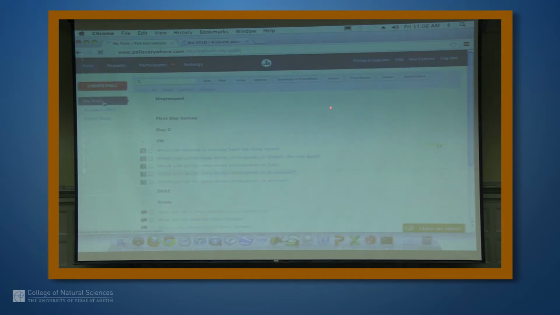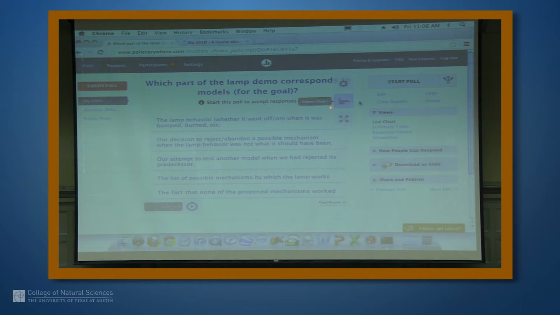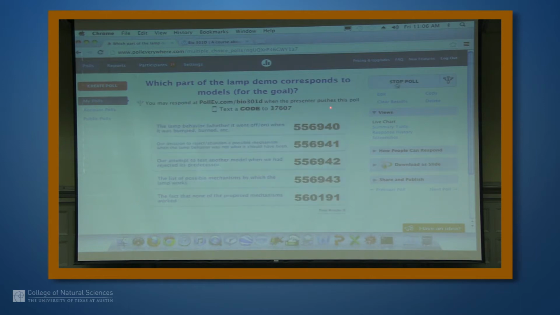So now we're going to actually ask you to identify what in the demonstration corresponds to which elements. So we'll start with models. Okay, so which part of that demo that we observed corresponds to models for the goal of understanding how the lamp works? And you have 5 choices, and it's going to be the same 5 choices for all the questions. So, and I think they'll be in the same order.